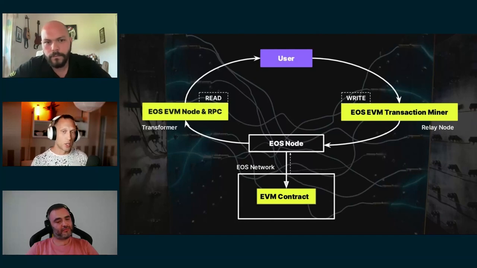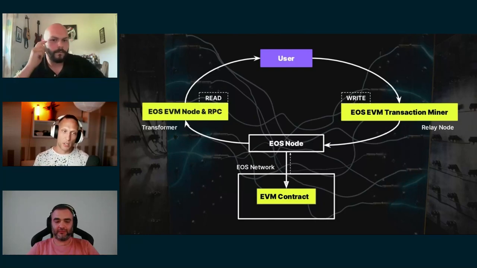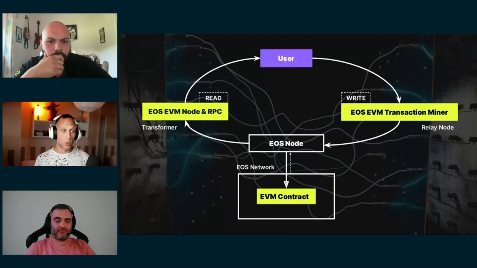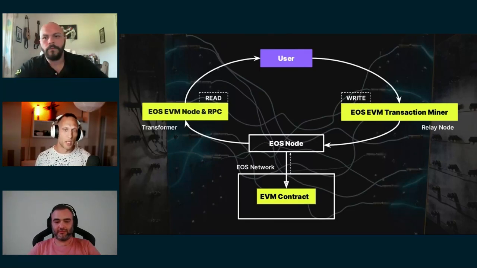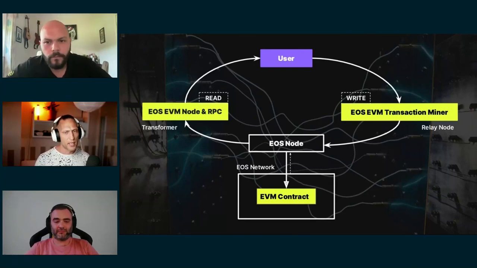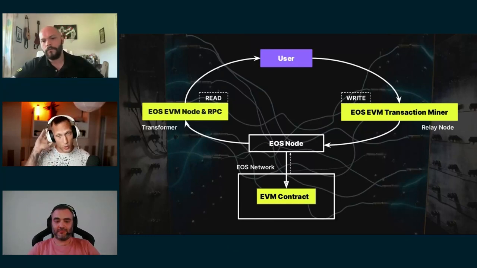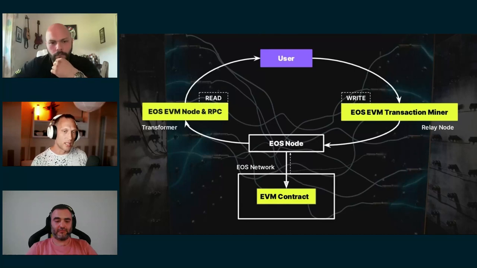But once those transactions are included in blocks, they're still EOS transactions, right? So we have to take that information and wrap it into something which is useful for EVM tooling, which is the next part of this stack, the EOS EVM node and RPC. This component takes the EOS formatted information and transforms it into EVM formatted information. It then exposes all the routes that EVM tooling expects to exist, which enables full compatibility with all existing EVM software that lets you specify custom endpoints, at least. So things like Hardhat, Truffle, Remix, MetaMask, et cetera, all work out of the box with the EOS EVM. And smart contracts also do not need any special modifications to work with the EOS EVM.